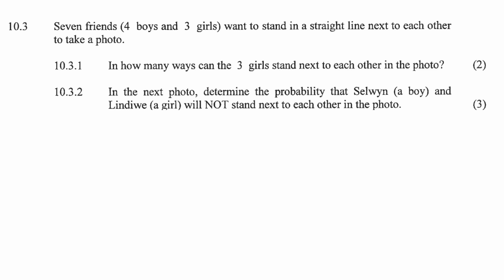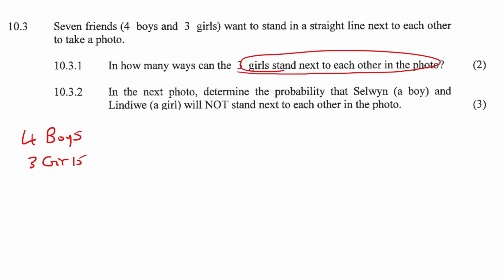7 friends, 4 boys and 3 girls. Let's quickly draw them out. So we've got boy 1, boy 2, boy 3, boy 4. Oh no, let's not make sure, otherwise we're making it look like they all sit there. But we've got 4 boys and we've got 3 girls. Okay, they want to stand in a straight line next to each other, because that's what friends do, to take a photo. Oh, I guess that is what we friends do. Okay, so in how many ways can the 3 girls stand next to each other in their photo?